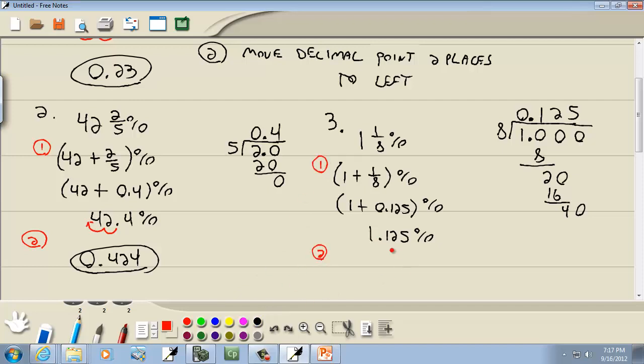And now we need to move our decimal 2 places to the left. So move it 1, 2, and now there's nothing here digit-wise, so we always can add 0. So our answer is 0.01125. And that'll be our answer.